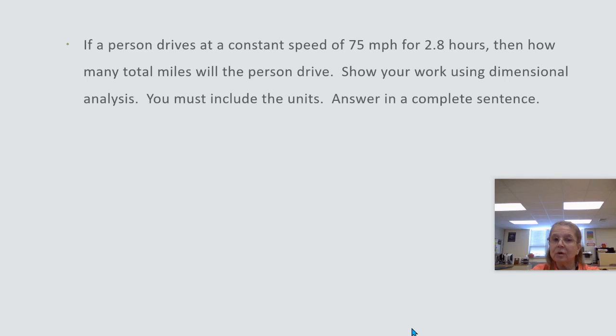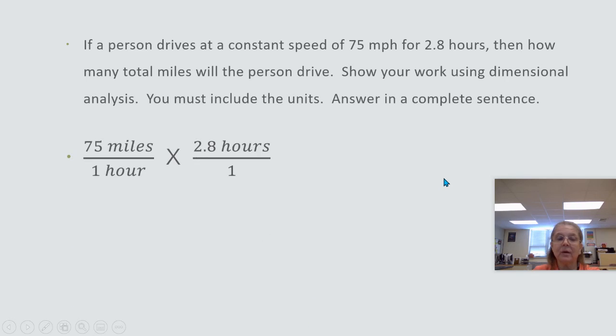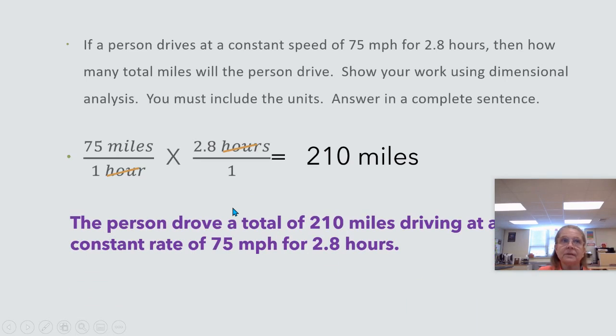And we want to know the total miles driven. So start with that rate, 75 miles per hour, for 2.8 hours. This is going to allow our hours to cancel, and we will end up with 210 miles. Now, could you have just multiplied these and known that the hours canceled out? Yes. Make sure you answer with a full sentence. The person drove a total of 210 miles, driving at a constant rate of 75 miles per hour.